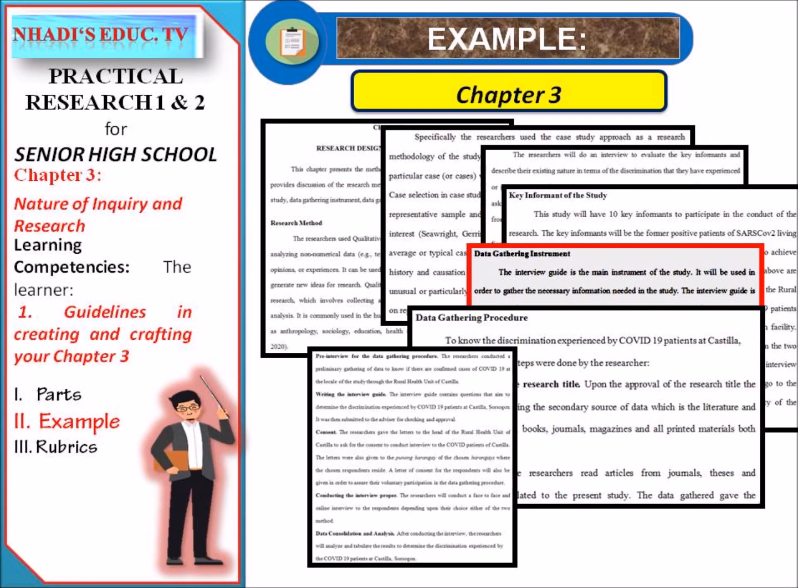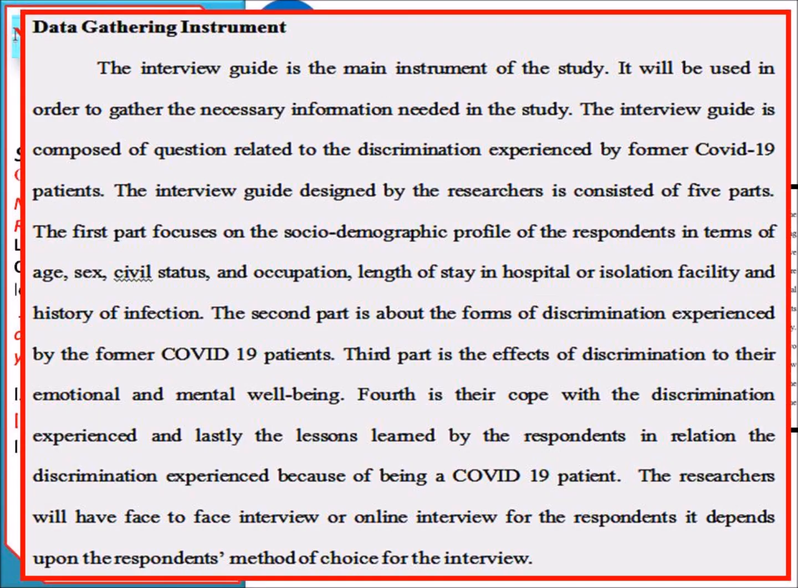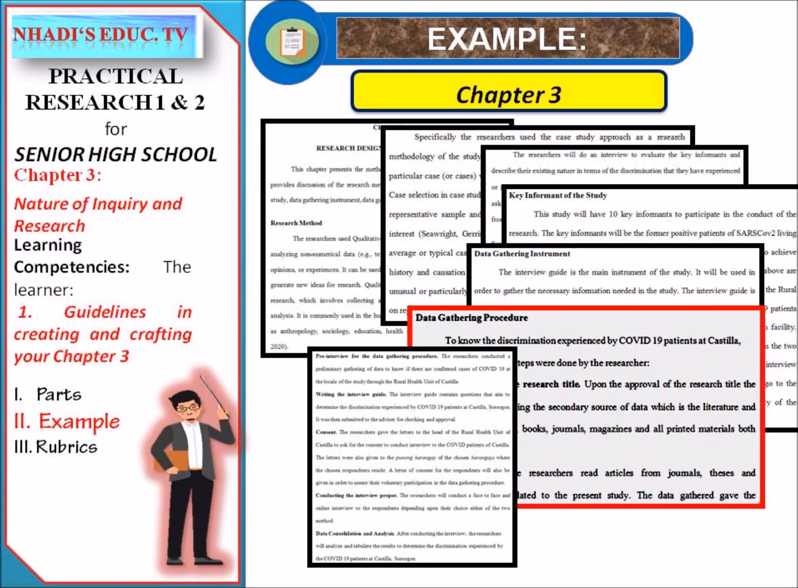Moving on into the research methodology on data gathering instruments of the study. Now here in data gathering instrument, the interview guide is the main instrument of the study, where there are 4 parts or 5 parts to be exact in their instrument. Moving on into the research methodology on data gathering procedure of their study.